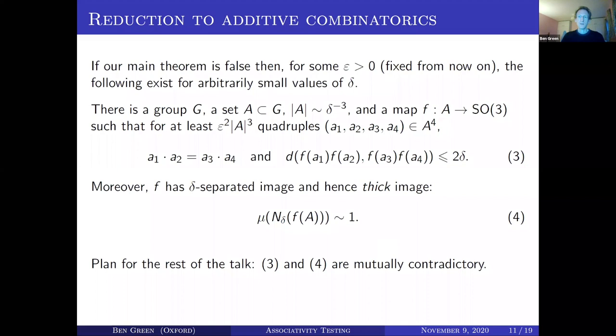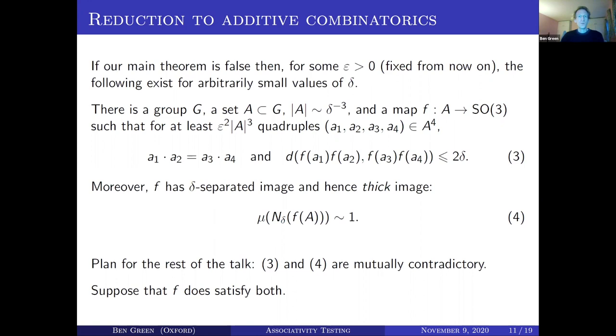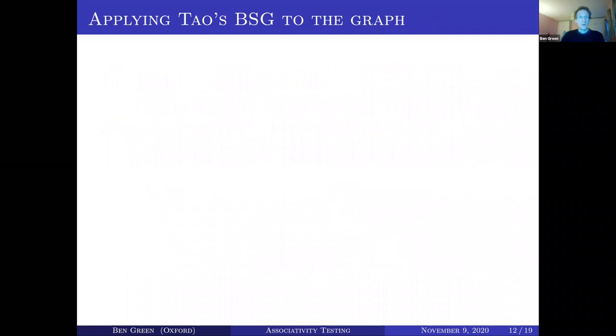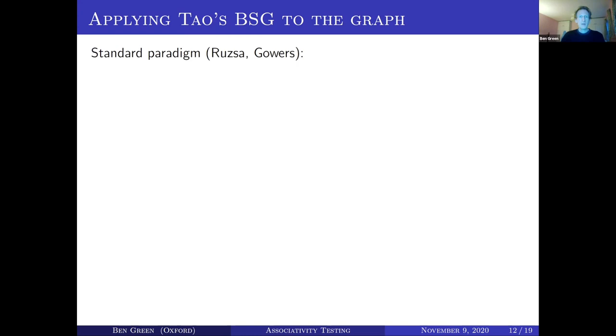So I'm going to suppose henceforth that I have this setup and that F does satisfy both of these conditions. Now let me say what Avi was basically just saying. There's a standard setup, basically due to Ruzsa, but also formalized by Gowers, an important part of Gowers's work on Szemerédi's theorem. So you have an approximate homomorphism F from a set A to G. As Avi says, what that would normally mean is that you've got many quadruples A1, A2, A3, and A4, with A1 times A2 equals A3 times A4, with the property that F of A1 times F of A2 equals F of A3 times F of A4.